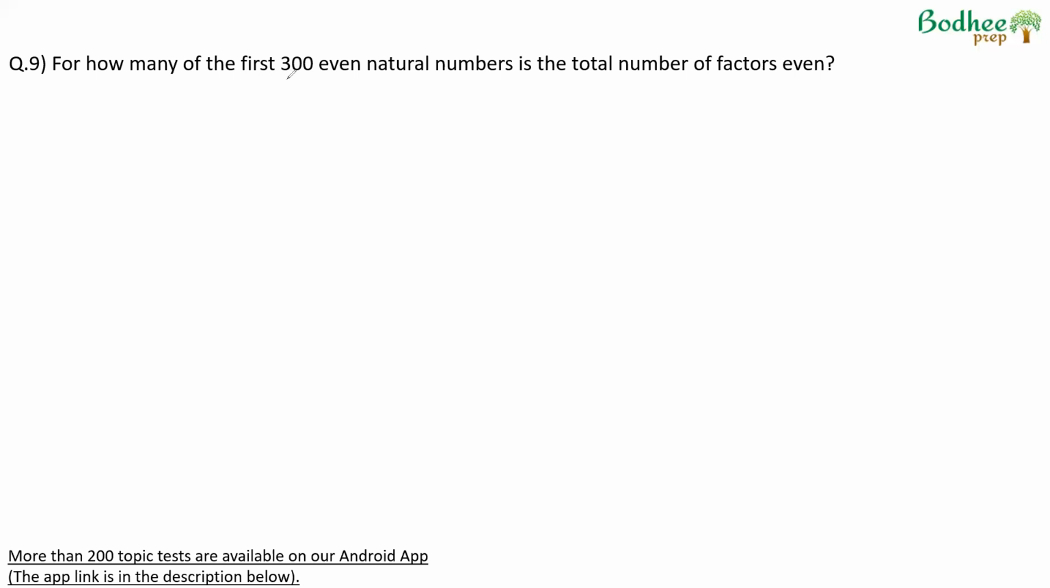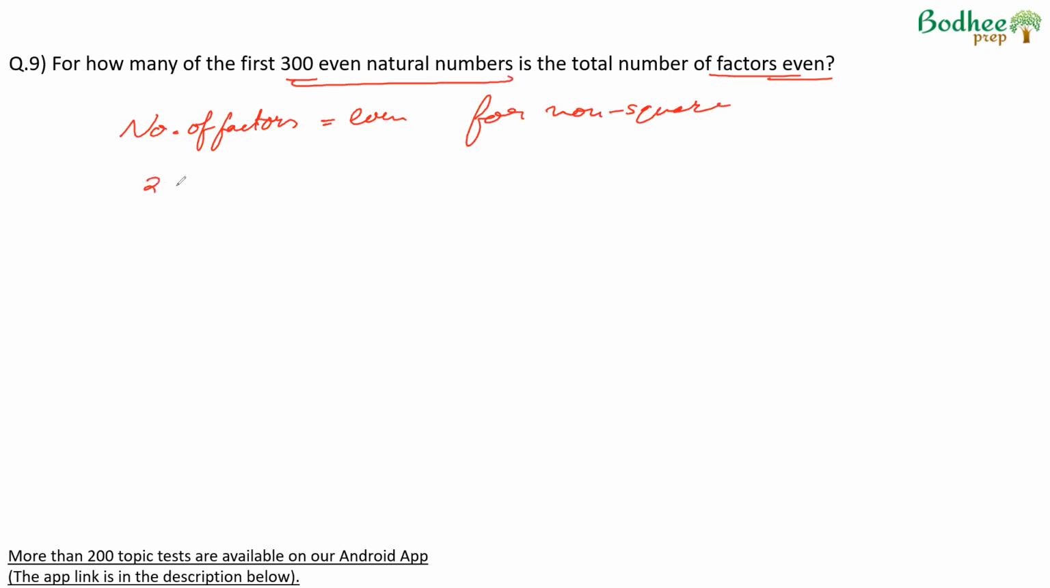For how many of the first 300 even natural numbers is the total number of factors even? Now, the number of factors is even for non-square values. Square numbers have an odd number of factors. The first 300 even natural numbers start from 2, 4, 6, 8, 10 up to 600. From this, we simply remove the squares.